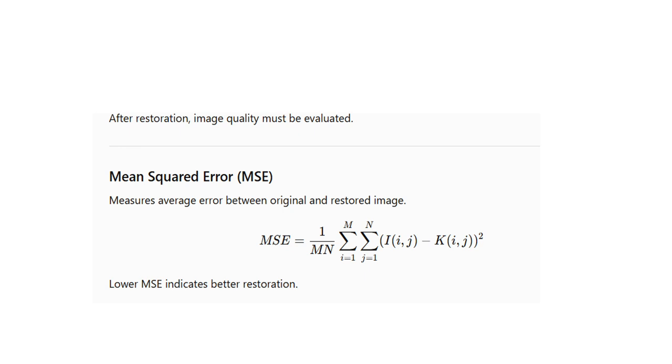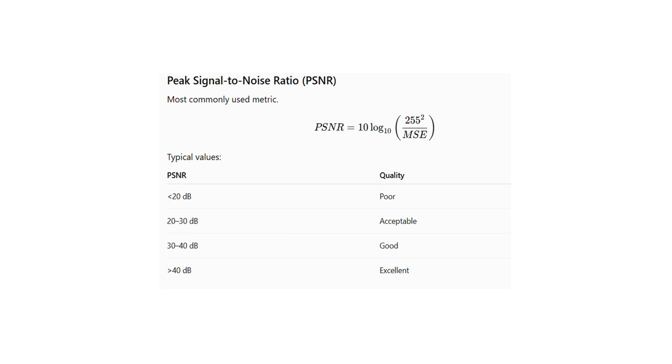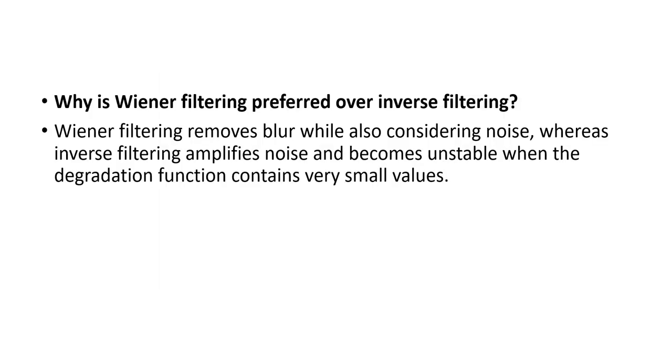After restoration also, we can check the image quality by calculating the mean squared error, or another one is the peak signal to noise ratio. With the help of this peak signal to noise ratio, I can calculate whether my restoration is good enough or not. And Wiener filtering is preferred over inverse filtering because it removes blur while also considering noise, whereas inverse filtering will amplify noise and slowly becomes unstable.